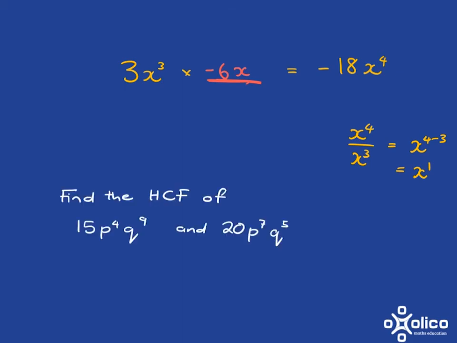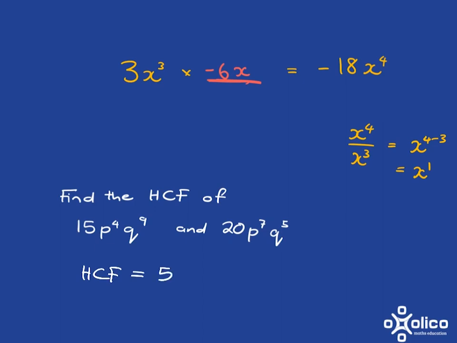So the other thing we want to get practice in is finding the highest common factor of two terms. So if we're asked to find the highest common factor of 15p to the 4 q to the 9 and 20p to the 7 q to the 5, what we're asking is, what's the largest thing that can divide into both of these two things? So we're going to deal with it bit by bit. We're first going to deal with the numbers. So highest common factor of 15 and 20, you should be very good at finding those highest common factors now. You know that that will be 5.